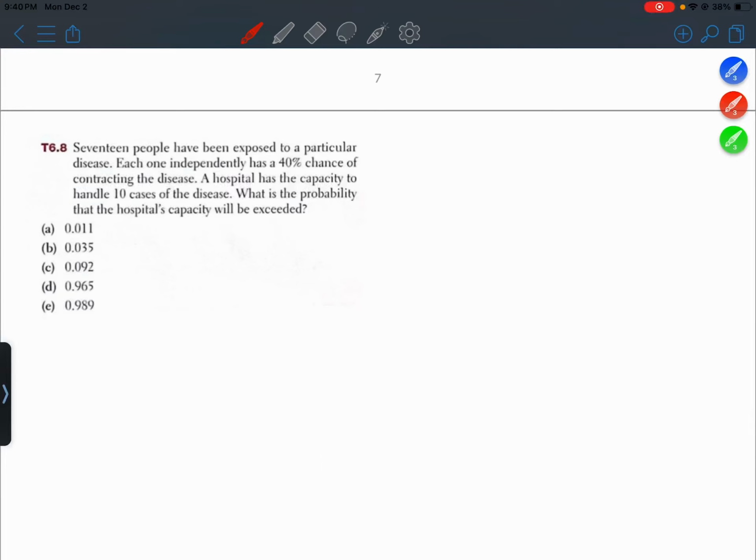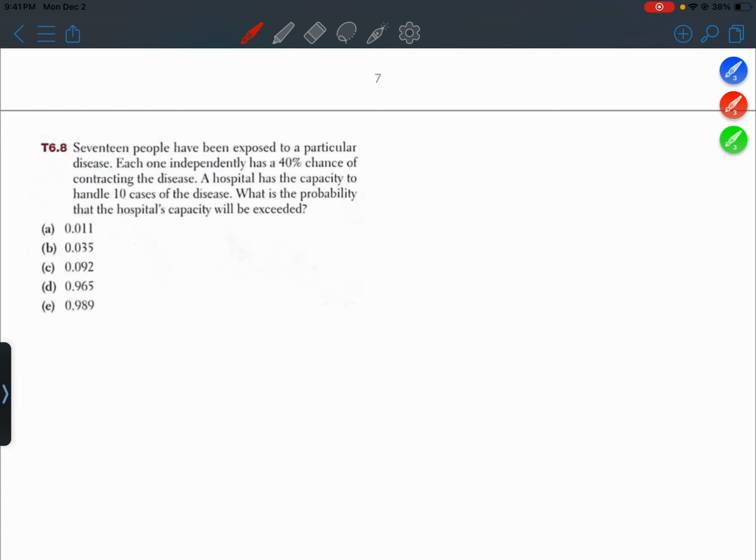Question 6.8. 17 people have been exposed to a particular disease. Each one independently has a 40% chance of contracting the disease. A hospital has the capacity to handle 10 cases of the disease. What is the probability that the hospital's capacity will be exceeded?